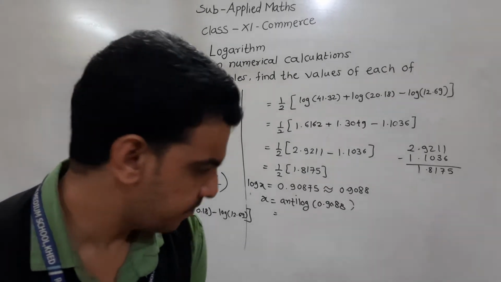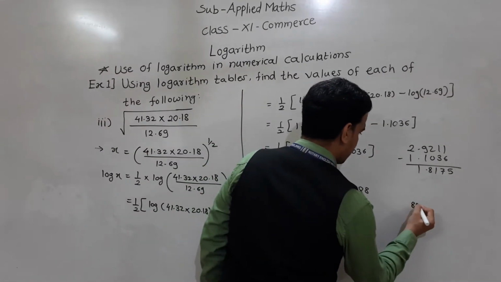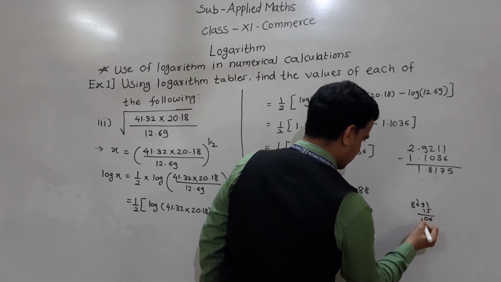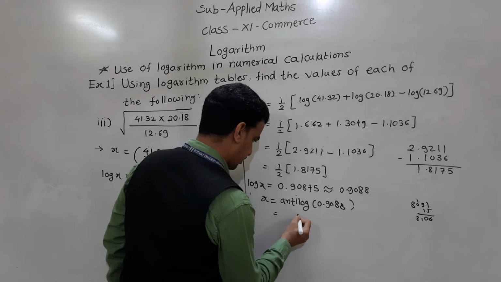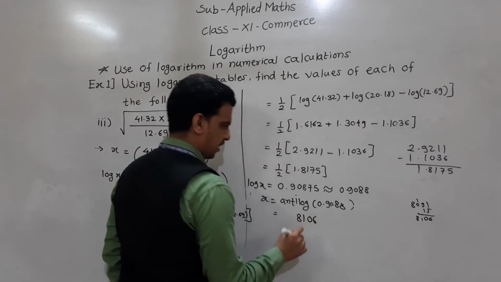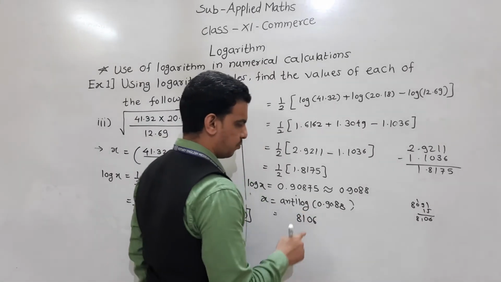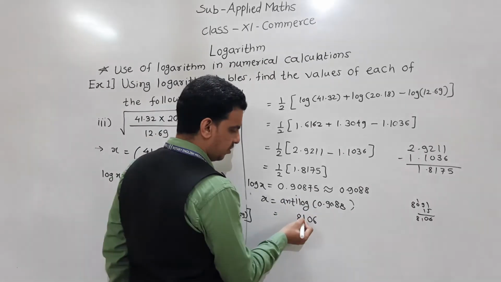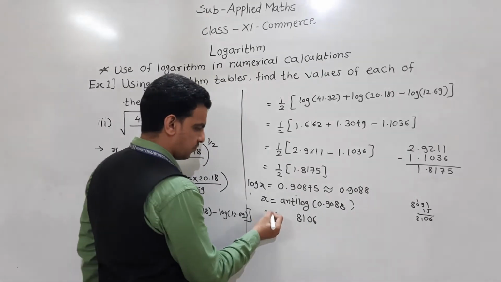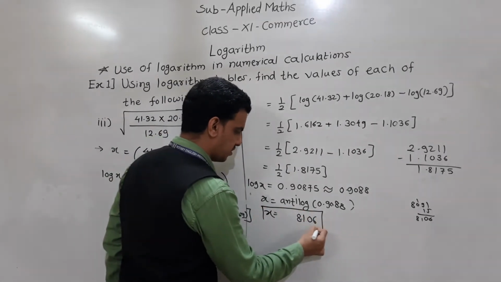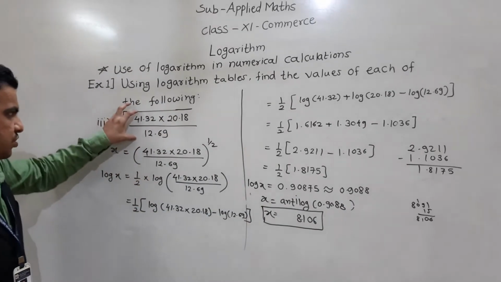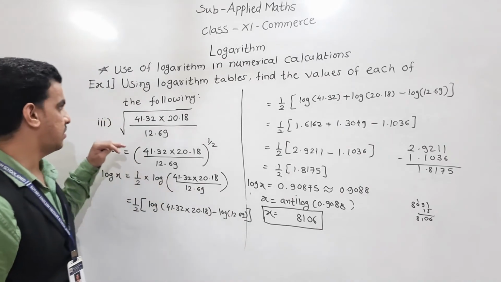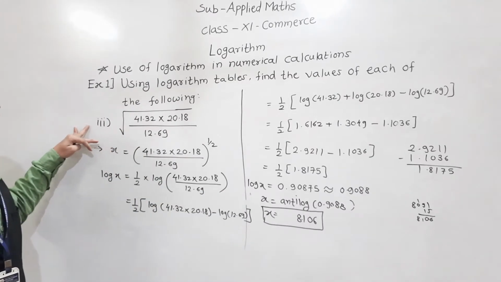So 8091 plus 15. So it is 8106. So 8106, and give decimal point. Here characteristic is 0. So add 1 and give decimal point after 1 digit. Okay, so x is equal to 8.106. So answer of this question is 8.106. Okay, understand this. Now we will take fourth example.